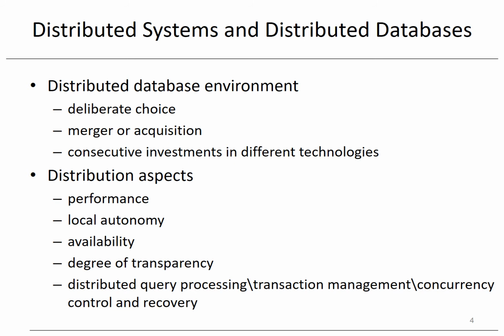If data distribution is a deliberate choice, one of the main concerns will be to decide on optimal distribution criteria. Example criteria are performance or local autonomy and availability. Other important elements are the degree of transparency that is to be offered with respect to the distribution, how to deal with distributed query processing, the complexity of distributed transaction management, and distributed concurrency control and recovery.